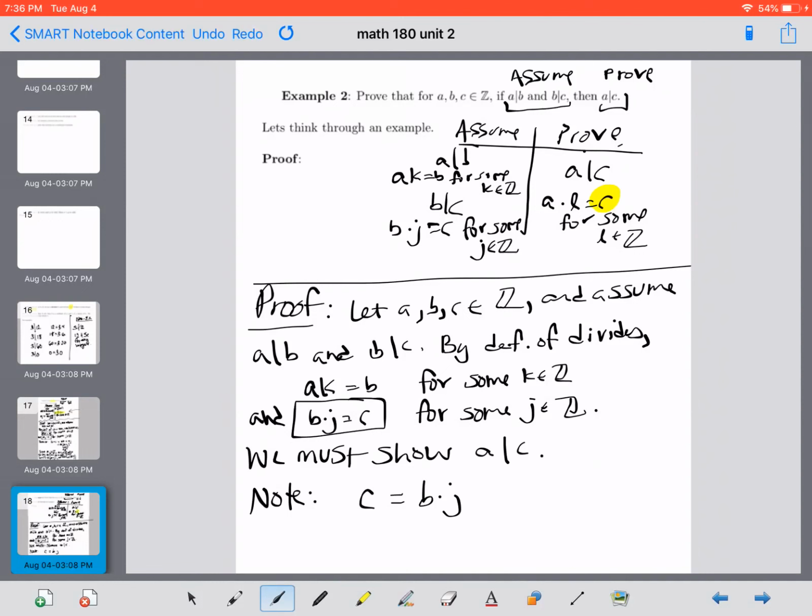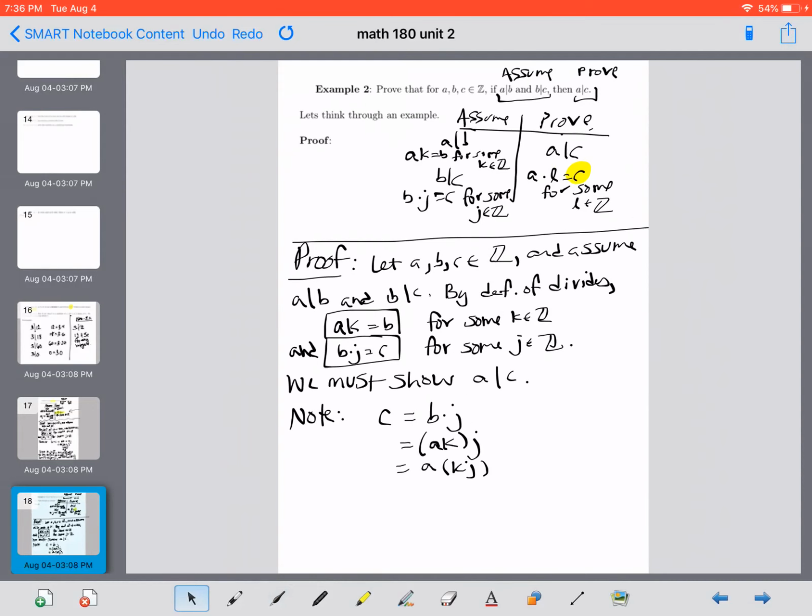Okay? But we also know from this other statement here that b can be expressed as ak. So I can rewrite this one more time, substituting out that b with ak. And now by the associative property of multiplication, I can rewrite this as a times kj. Right, now this is starting to look like what it is we're trying to prove. We're trying to show that c can be expressed as a times an integer. We've expressed c as a times kj. So this kj here, this is the L that we were looking for up above.